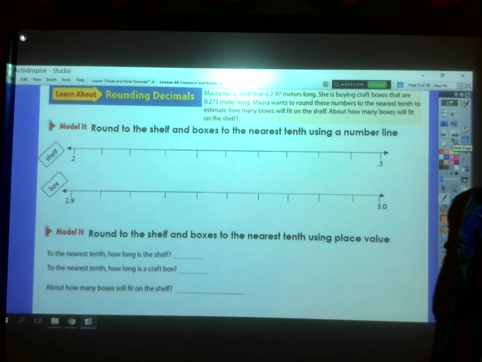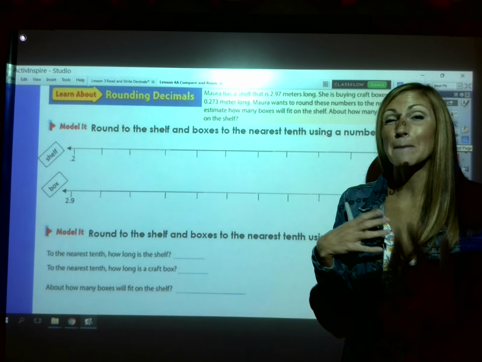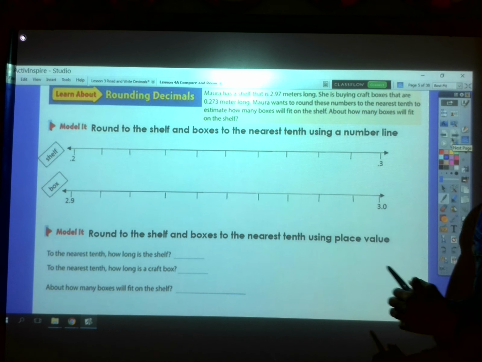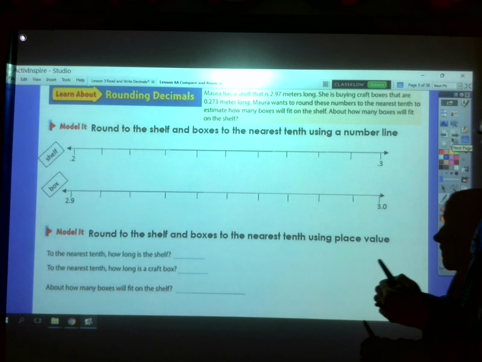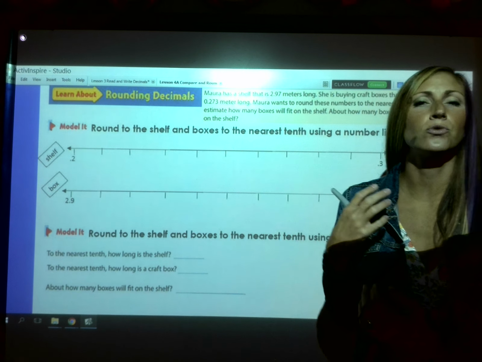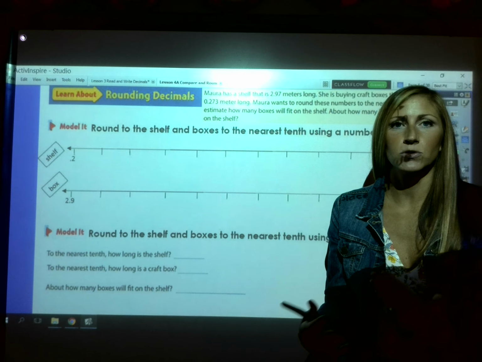So now let's look at rounding. We've looked at how we can compare these values if they're decimals. How can we look at them if we are rounding? Now rounding is very similar to estimating. It can get confused with that.